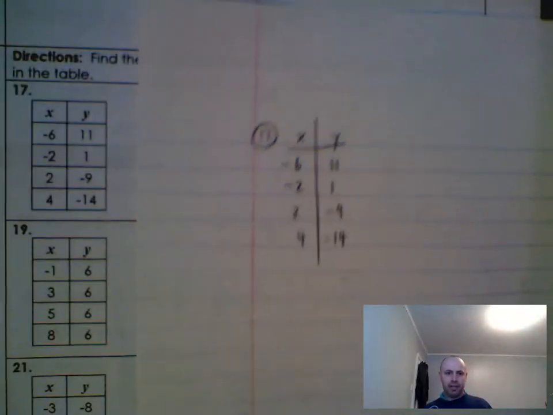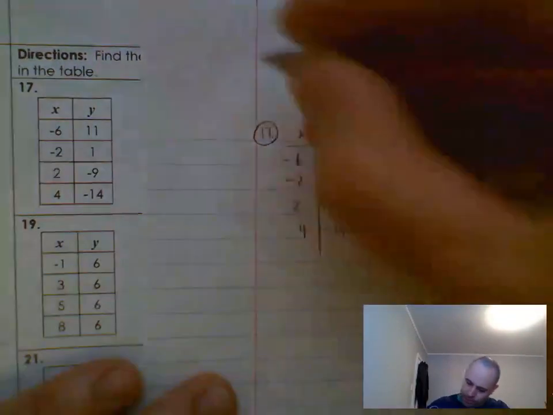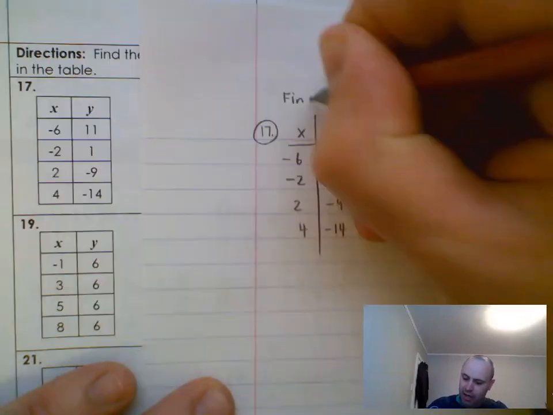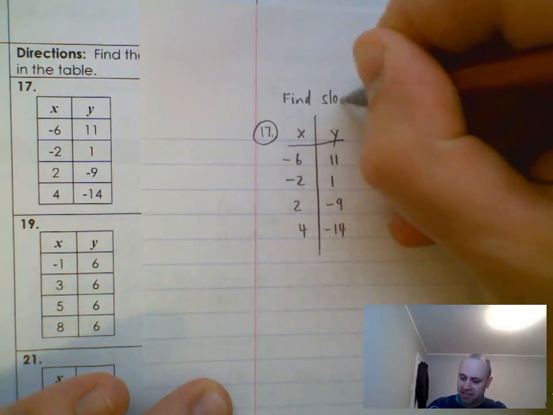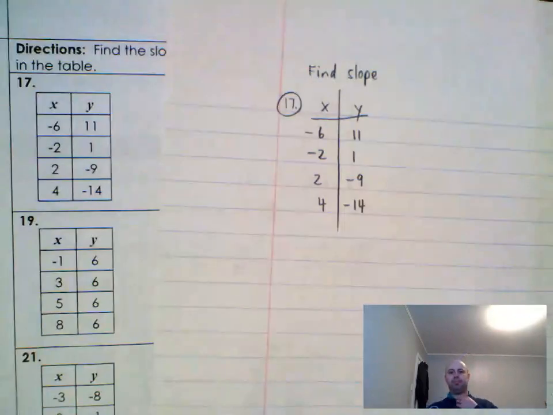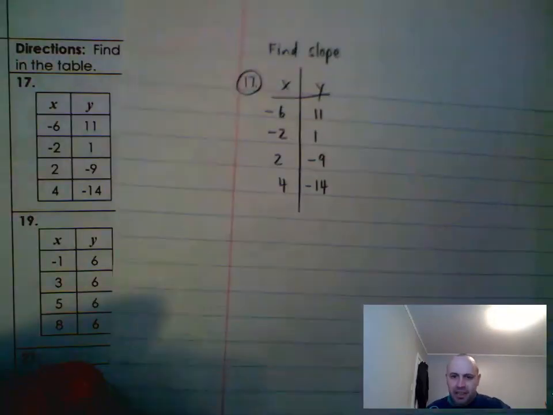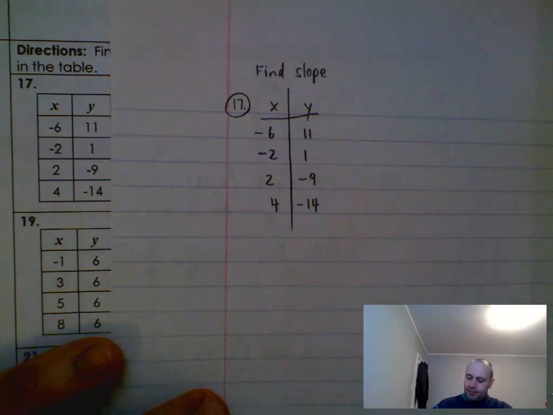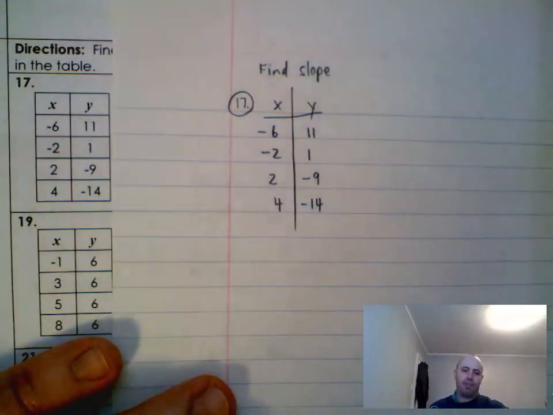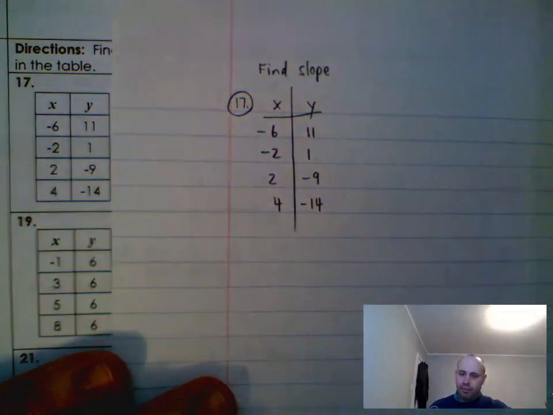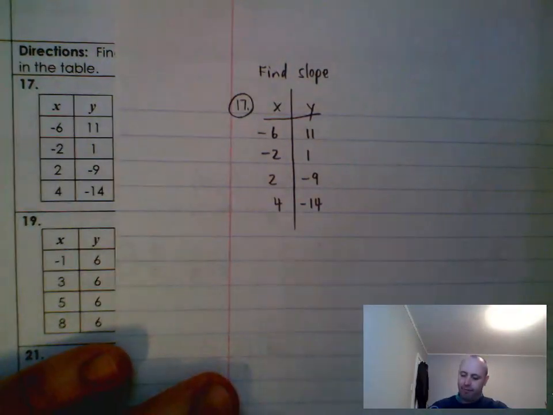Okay, and they want you to find the slope. So your directions for all these are to find the slope. Okay, and in this case, you have a whole bunch of different options.